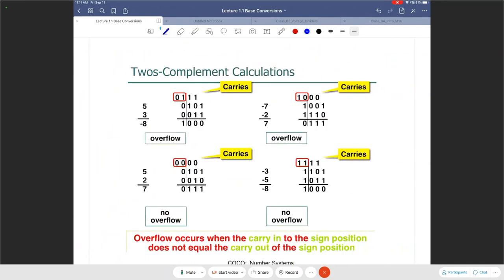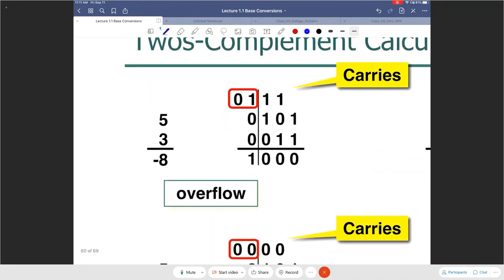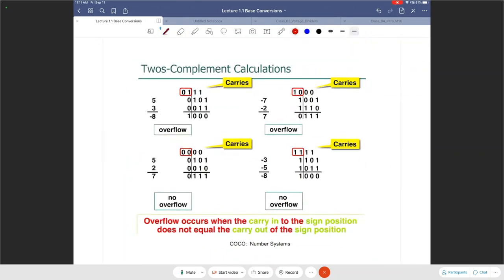Let us try to look at 2's complement calculations. As we are going through these calculations, you will see that the arithmetic gets simplified a lot. 5 plus 3 using 4 bits. So all of this is 4 bits. Let me just write this: 4 bits. All of them are 4 bits. So things should be between -8 to +7.